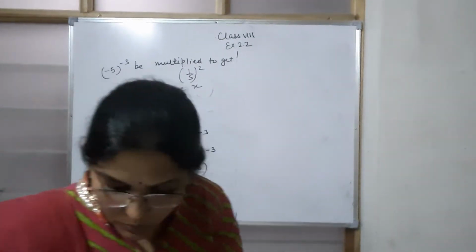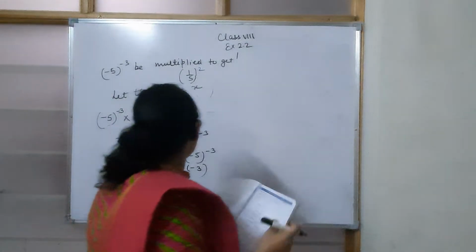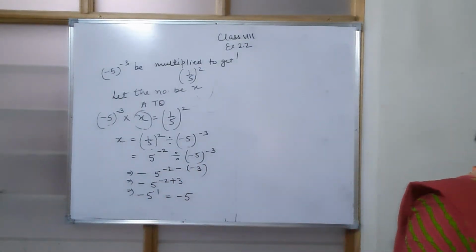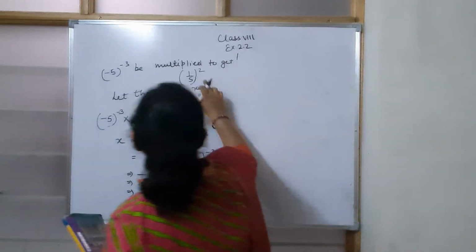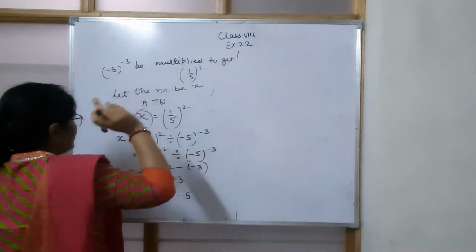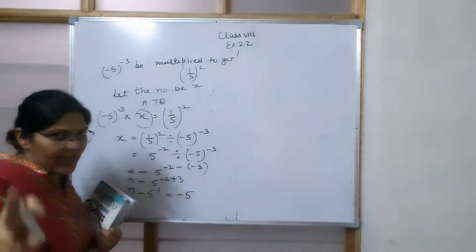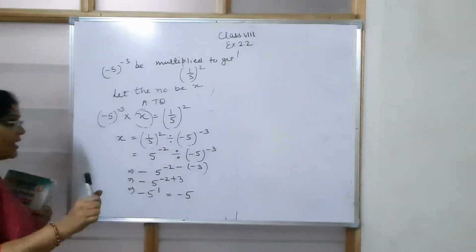Okay, now again I am going to explain the question to you. In this question they have asked you that you just need to find a number by which we are going to multiply minus 5 raised to the power minus 3, so that our product should be 1 upon 5 raised to the power 2. So we are taking that number to be x. Now please understand the question well.